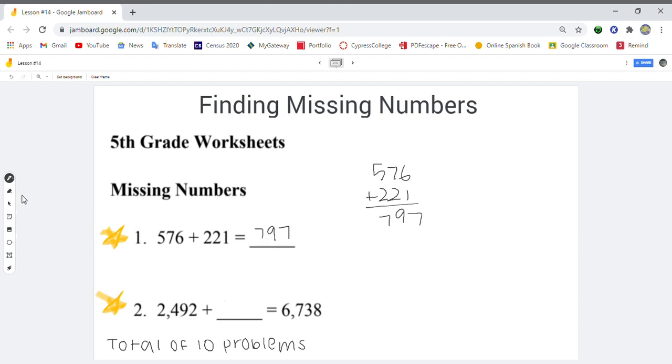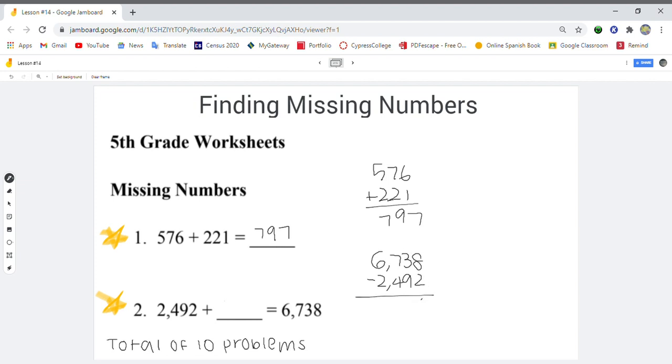So for number 2, it's a little bit different. 2,492 plus blank equals 6,738. So basically, what do we have to add to 2,492 to make it equal to 6,738? To simply solve this problem, we just have to subtract these two numbers. So we subtract 6,738 by 2,492.